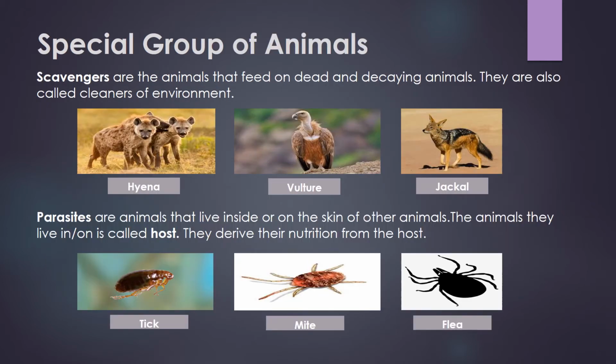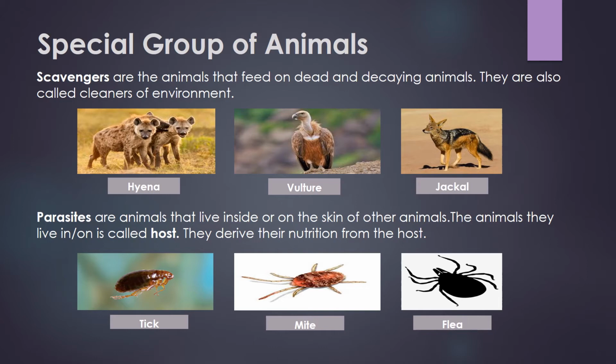Now come to the special group of animals. Special group of animals means there are some animals which cannot be placed in the above three categories. They cannot be placed in herbivore, carnivore, or omnivore. They have another category.